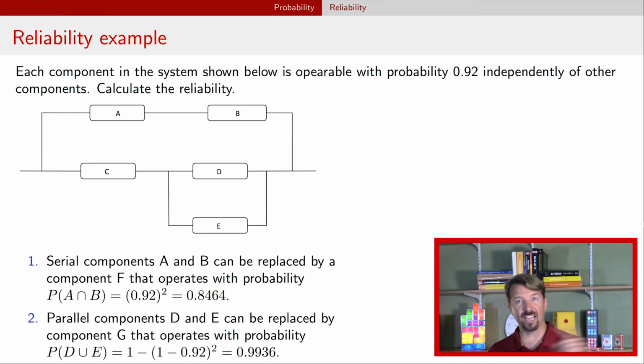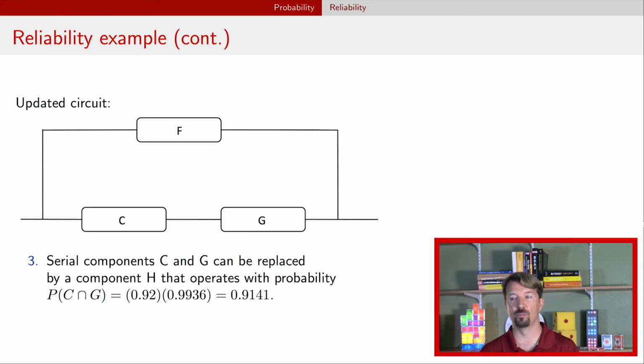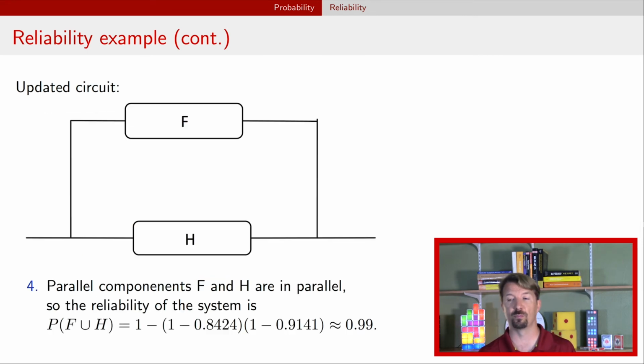Now we're going to replace AB with a new component, and we're going to replace DE with a new component. Here's what the new diagram looks like. AB is replaced with F, and DE has been replaced with G. We have to look back at the previous slide to remember their individual component probabilities. If you look at the bottom now, this CG component is a serial system. That serial system has an overall reliability equal to the product of their individual reliabilities. So we have the reliability of C, which was 0.92, and the reliability of this pseudo component G, which was 0.9936. We multiply those two, and we get 0.9141. Now we're going to replace that bottom line with a new pseudo component called H.